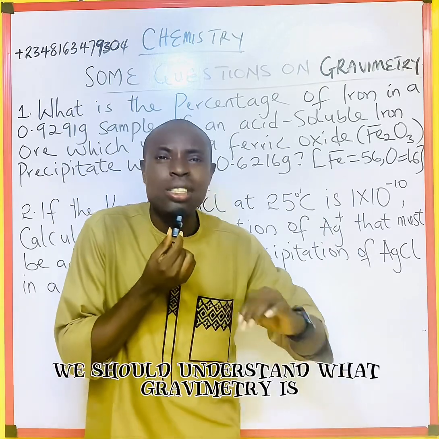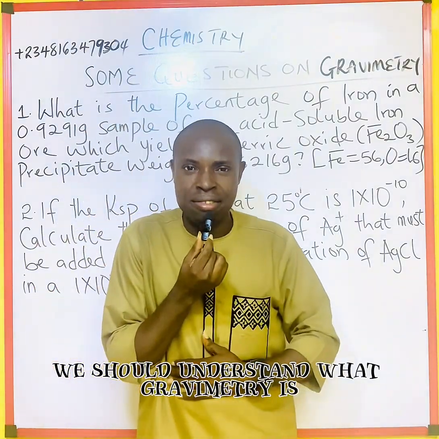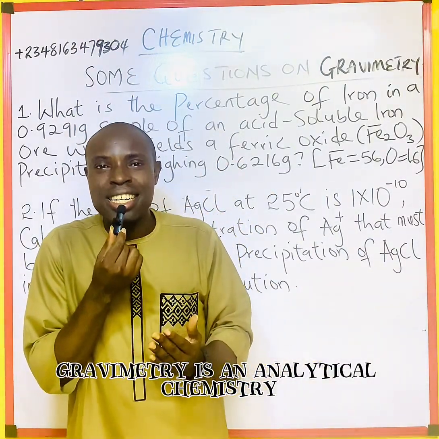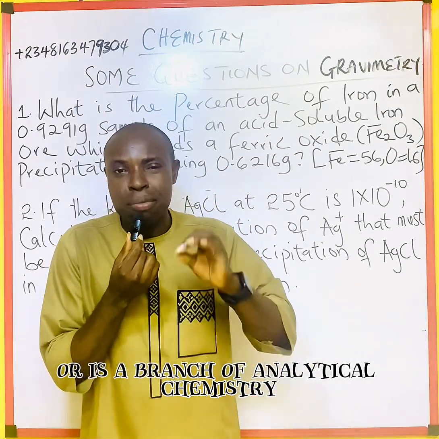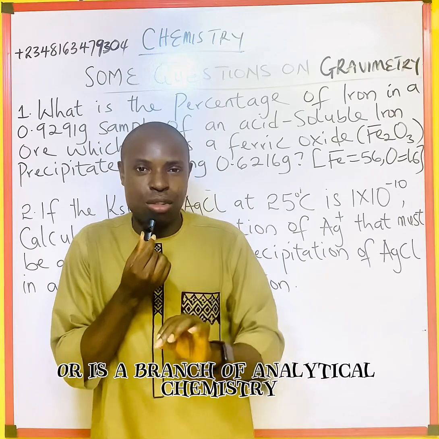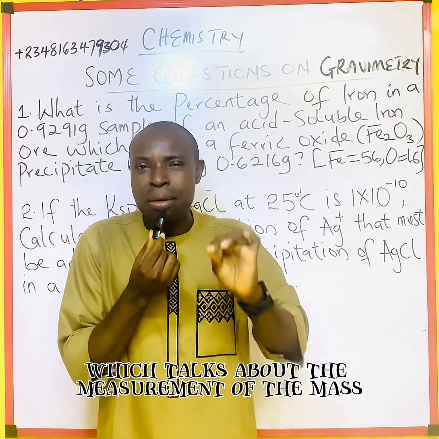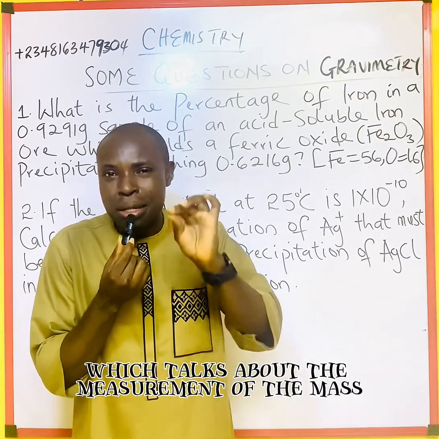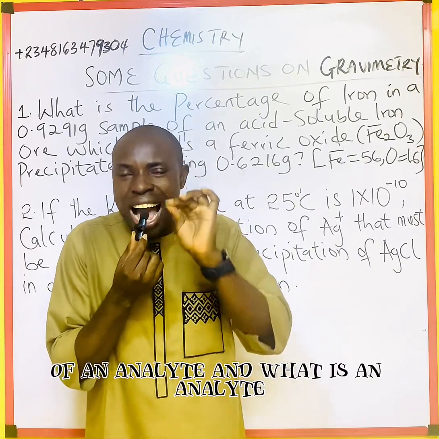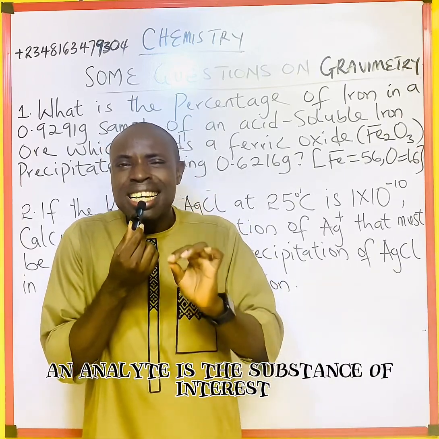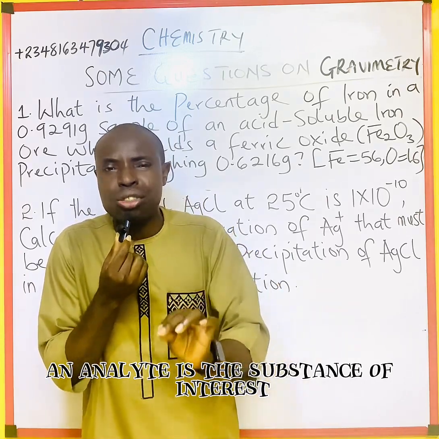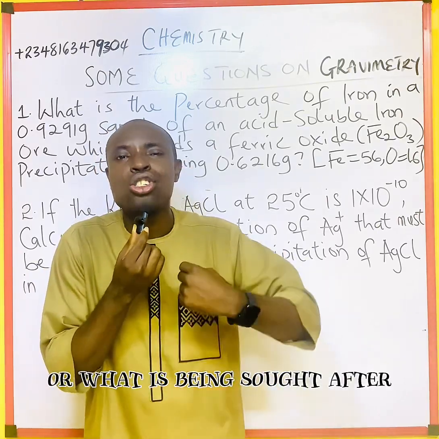But before then, we should understand what gravimetry is. Gravimetry is a branch of analytical chemistry which talks about the measurement of the mass of an analyte. And what is an analyte? An analyte is the substance of interest, or what is being sought after.